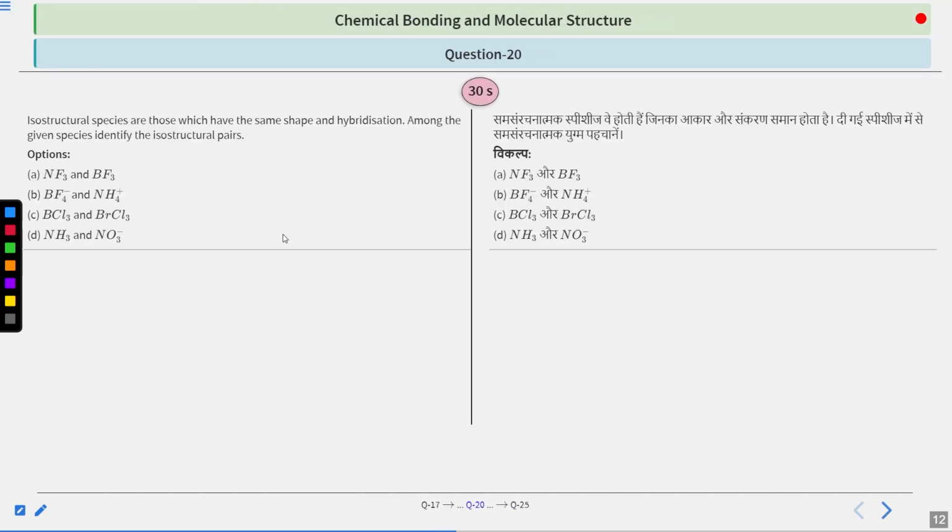Question number 20 says that isostructural species are those which have the same shape and hybridization. Among the given species, identify the isostructural pairs. Options are A NF3 and BF3, B BF4- and NH4+, C BCl3 and BrCl3, and D NH3 and NO3-. So you have 30 seconds to solve this question. Your time starts now.